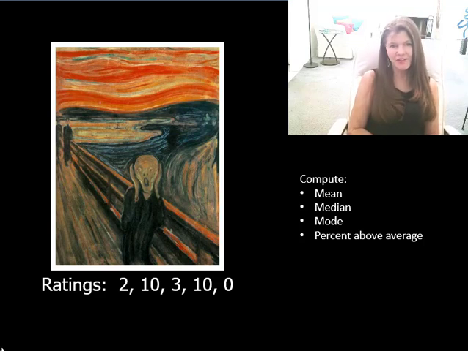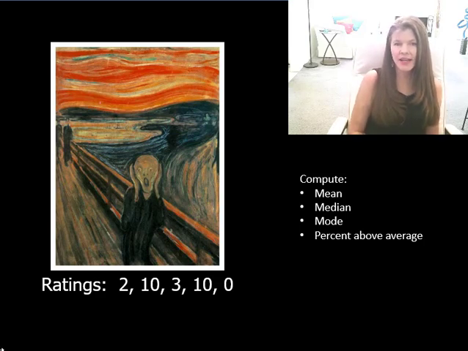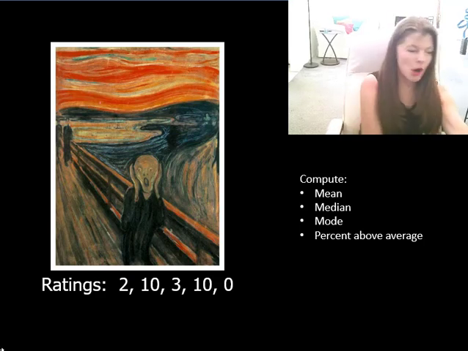Say we have 5 students rate this painting titled The Scream, also known as The Cry, by Munch, and got these 5 ratings: 2, 10, 3, 10, and 0. Quickly compute the mean, median, mode, and the percentage who rated it above average. No calculator is needed for this. Take 1 minute here to compute these in your head, then just jot down the answers. Go.